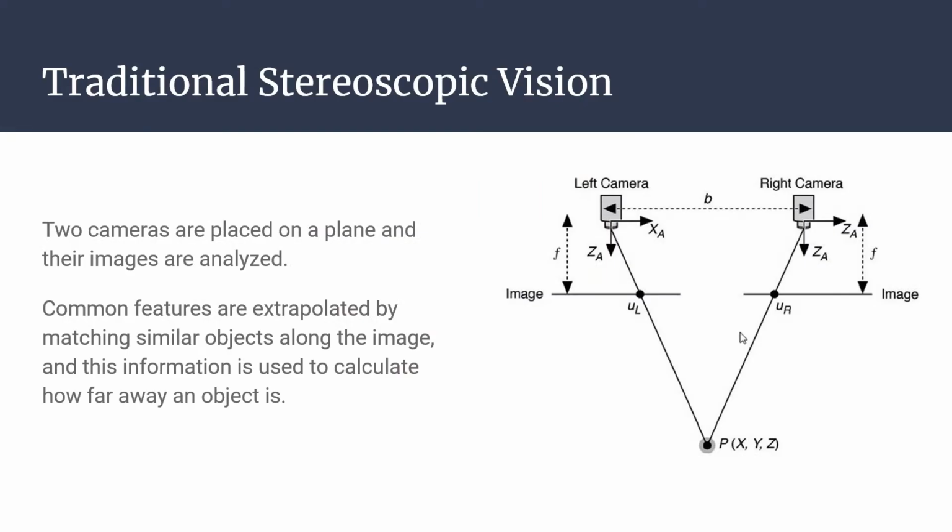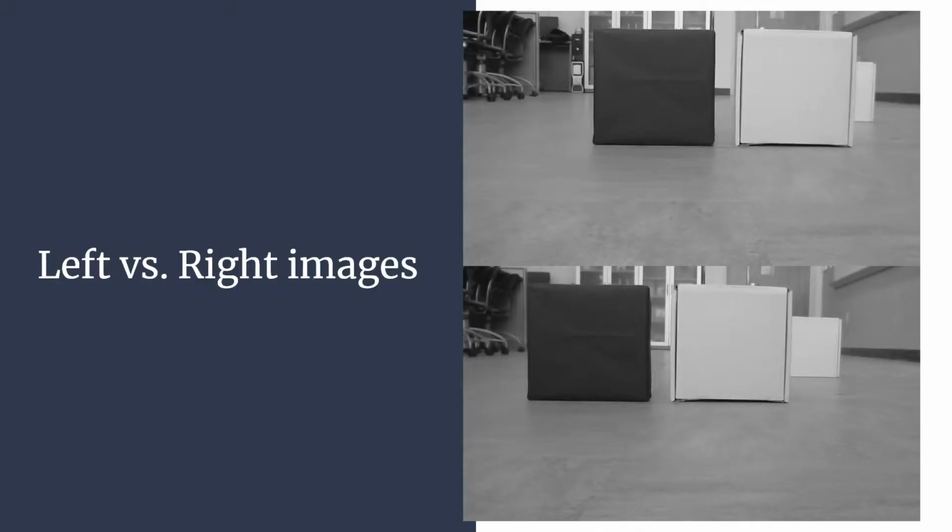Traditional stereoscopic vision includes two cameras that are placed on a plane, and the images retrieved from these two cameras are then analyzed, and similar objects are matched along both images, and then information from here is used to calculate the distance to an object. These pictures show the difference between the left and right images. On top we have the left, on the bottom we have the right, and you can see that the objects don't line up perfectly, and this difference between the images is actually how we calculate the distance to an object.